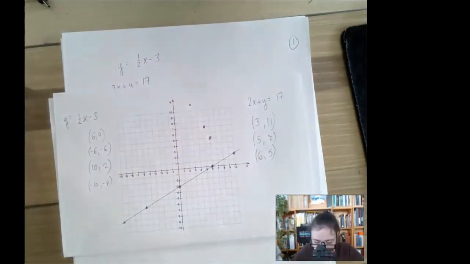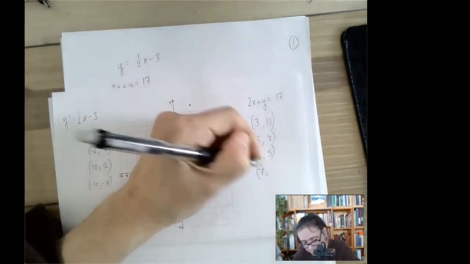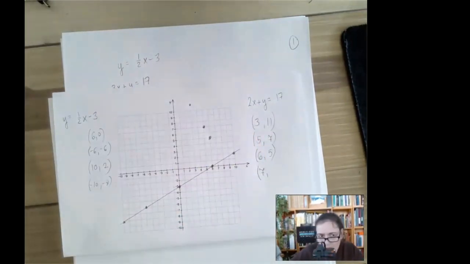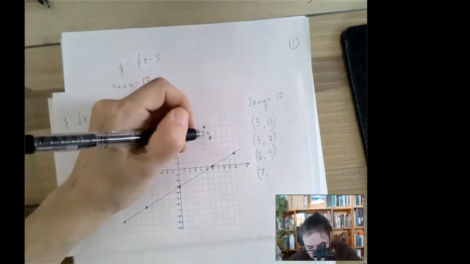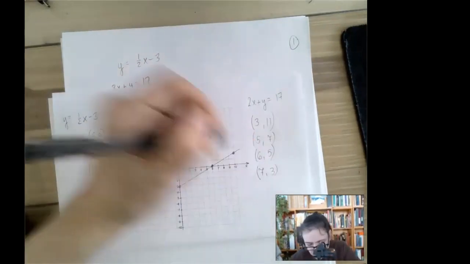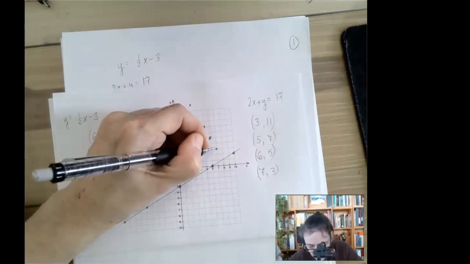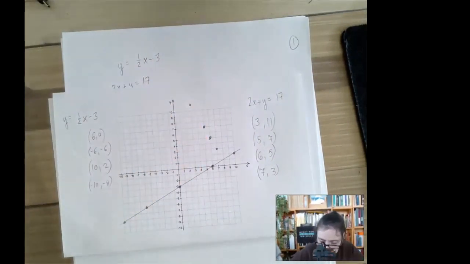Okay, what about 7? X is 7. 7 times 2 is 14 plus 3 is 17. So 7, 3. All right, x is 8.